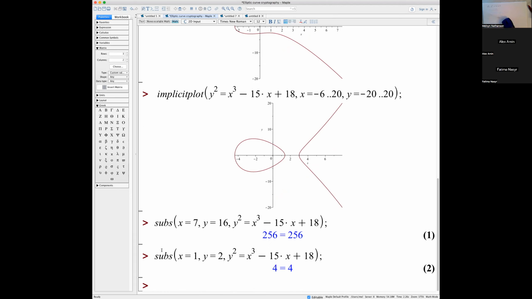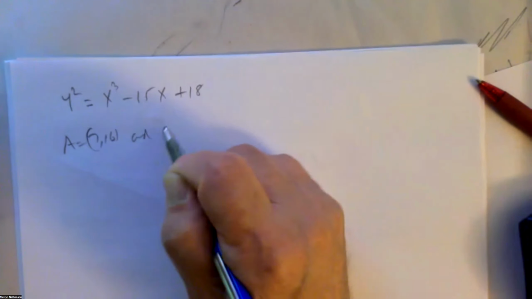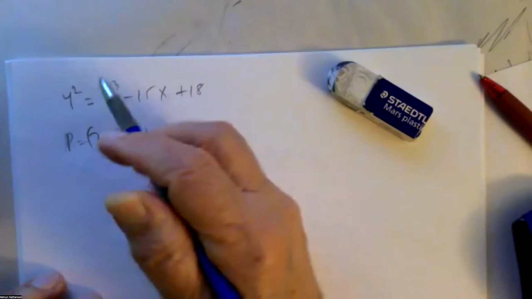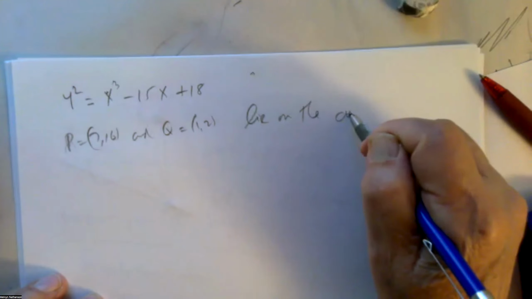So let me just say, points on the curve, we just found two of them: (7, 16) and (1, 2). So P equals (7, 16) and Q equals (1, 2) lie on the curve.